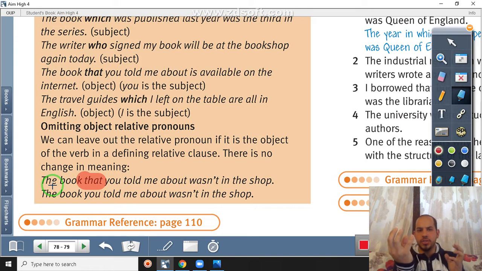You is the subject, and the book is the object, and that refers to the book. So I can delete and omit the relative pronoun that, and I can say the book without using that. You can notice the book you told me about wasn't in the shop.